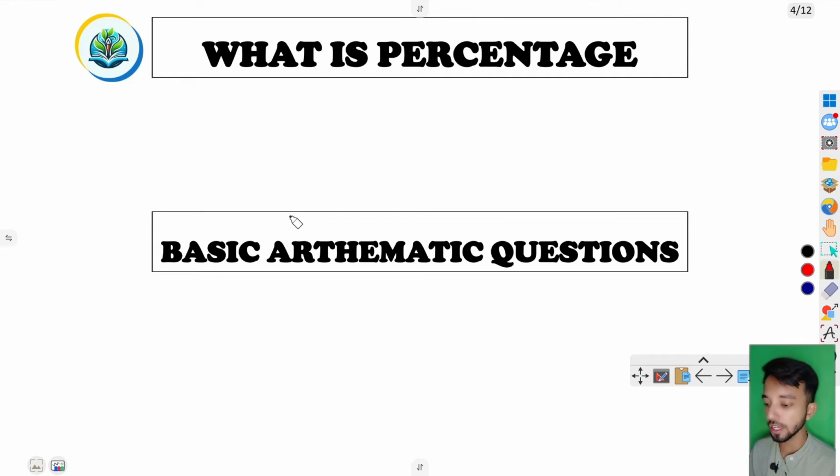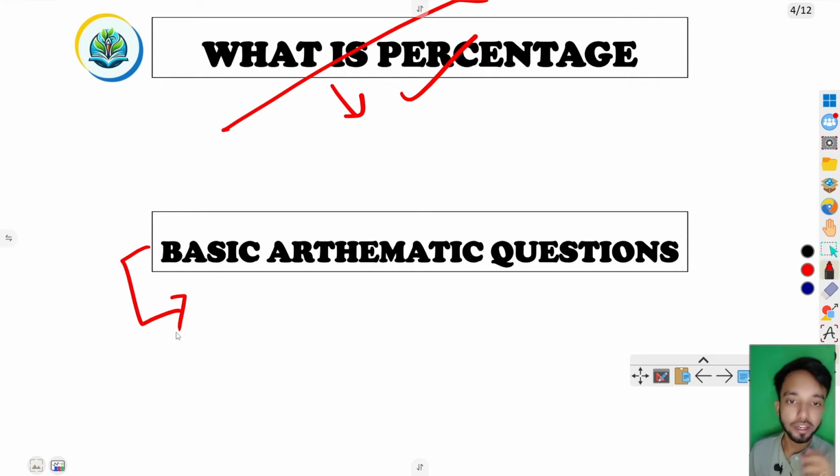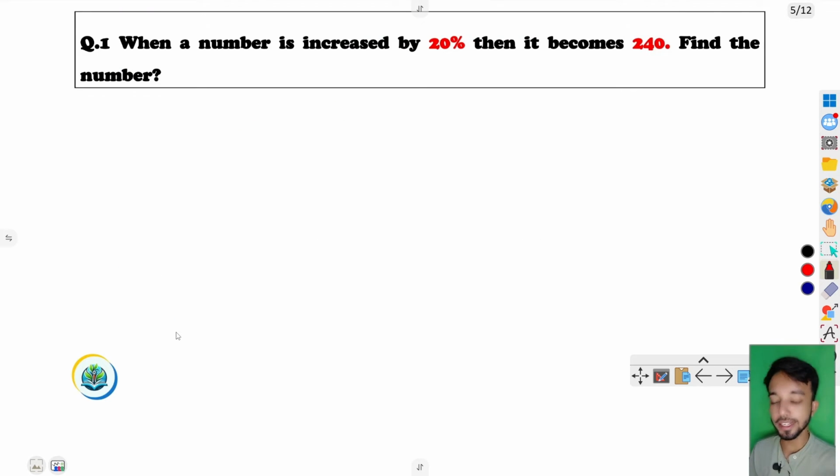So what will we study today? We already saw in the last video what percentage is, how to get the values of percentage in fraction, and how to convert fraction into percentage. We discussed everything in part 1. Today we will be covering the basic arithmetic questions related to percentage that are asked in competitive examinations. So here is the first beautiful easy question.